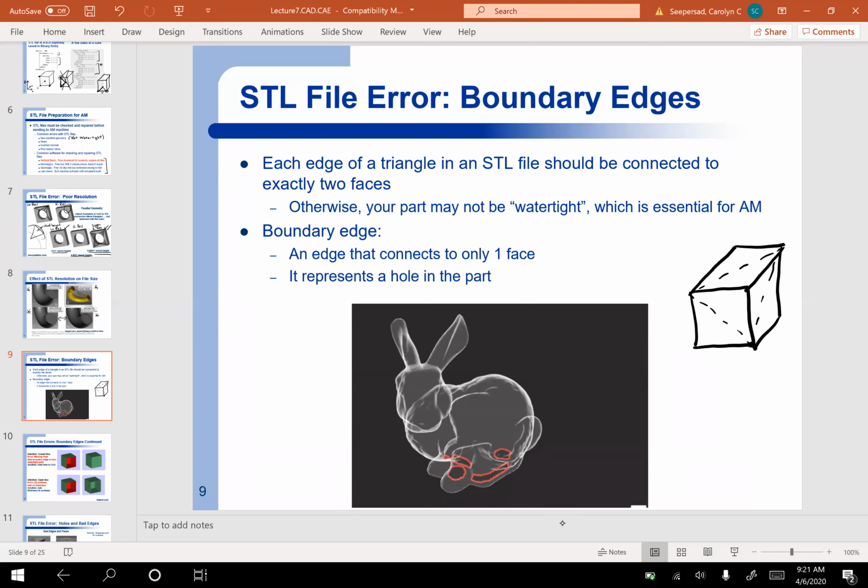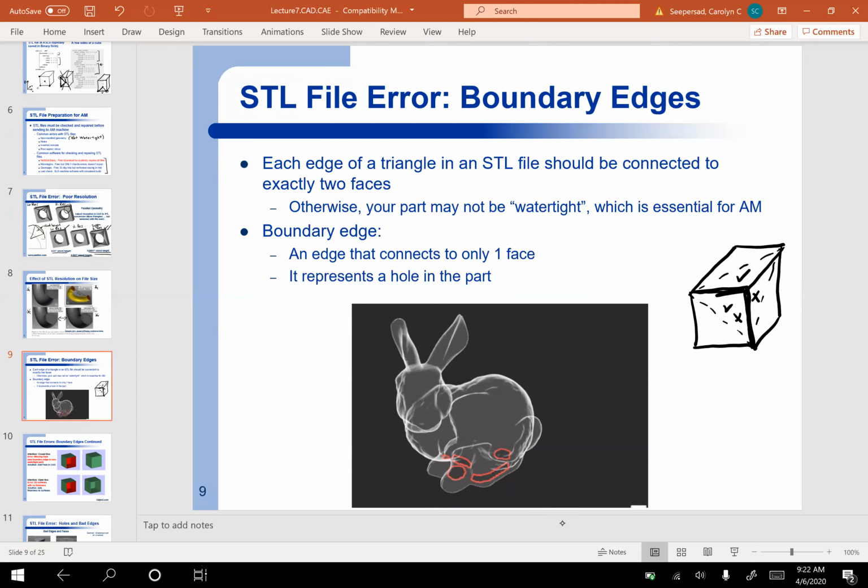Each triangle, the edge of each triangle is connected to exactly 2 faces, right? So if we look at this edge, for example, it's connected to this face and this face. If we look at this edge, for example, it's connected to this face and this face. So each edge should be connected to exactly 2 faces. If it's not, your part may not be watertight, right?